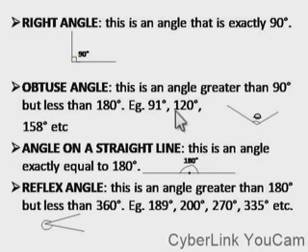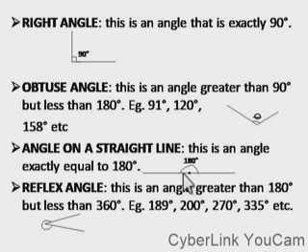Examples of an obtuse angle: 91 degrees is an obtuse angle. The reason is because 91 is greater than 90 but not up to 180. That means it's less than 180 degrees. 120 is an obtuse angle. 158 is an obtuse angle. 170 is an obtuse angle. 179 is an obtuse angle, in as much as it is bigger than 90 degrees but less than 180 degrees. Such an angle is called what? An obtuse angle.